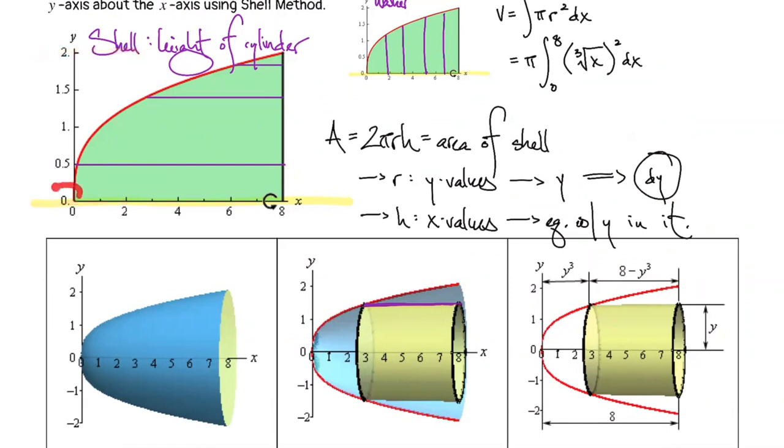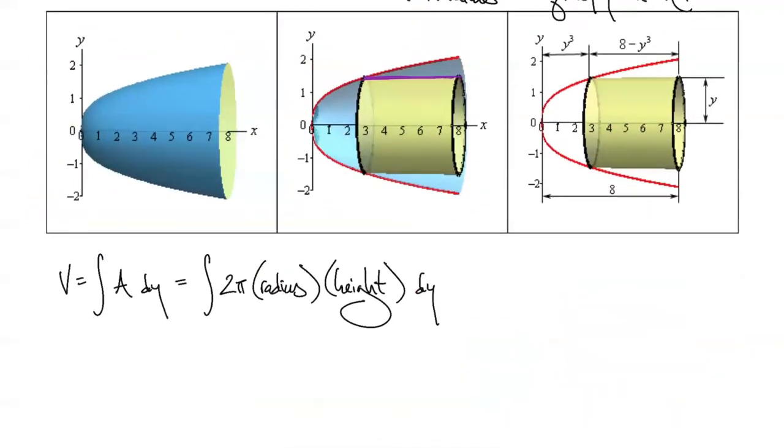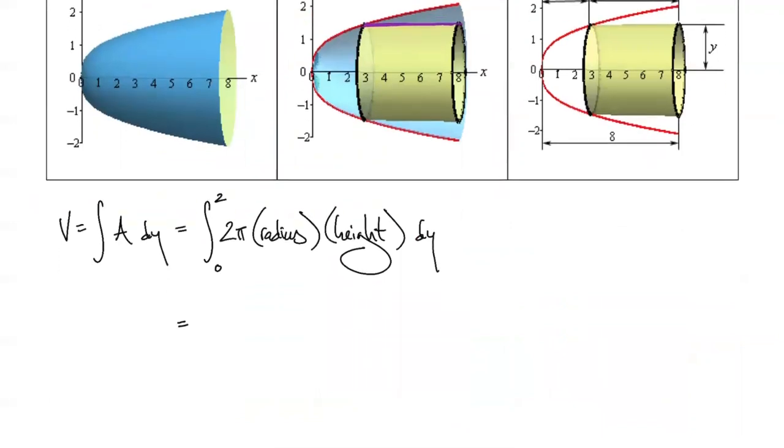So we are going to be counting the radius starting at 0 and ending at 2. So I'm going to go ahead and put that in for my bounds, 0 and 2, all right? And if I start to simplify a little bit, I'm going to bring the 2 pi out to the front. I'm going to have the integral from 0 to 2. And instead of the radius, I'm going to write y. The last thing we need to do is to fill in the height, all right?